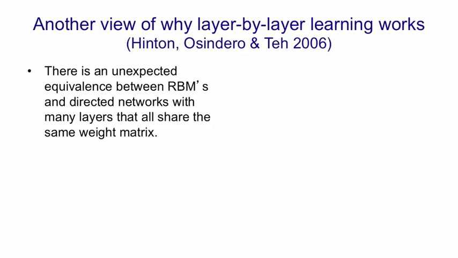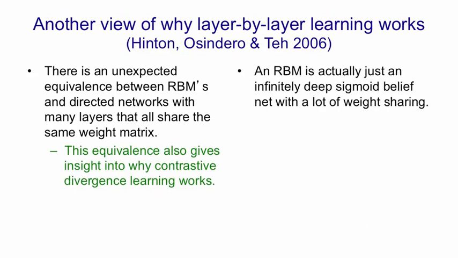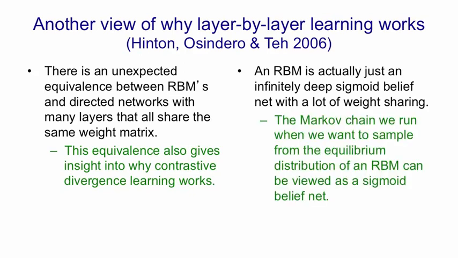It depends on the fact that there's an equivalence between restricted Boltzmann machines, which are undirected models with symmetric connections, and infinitely deep directed networks, in which every layer uses the same weight matrix. This equivalence also gives insight into why contrastive divergence learning works. So an RBM is really just an infinitely deep sigmoid belief net with a lot of shared weights. The Markov chain that we run when we want to sample from an RBM can be viewed as exactly the same thing as a sigmoid belief net.